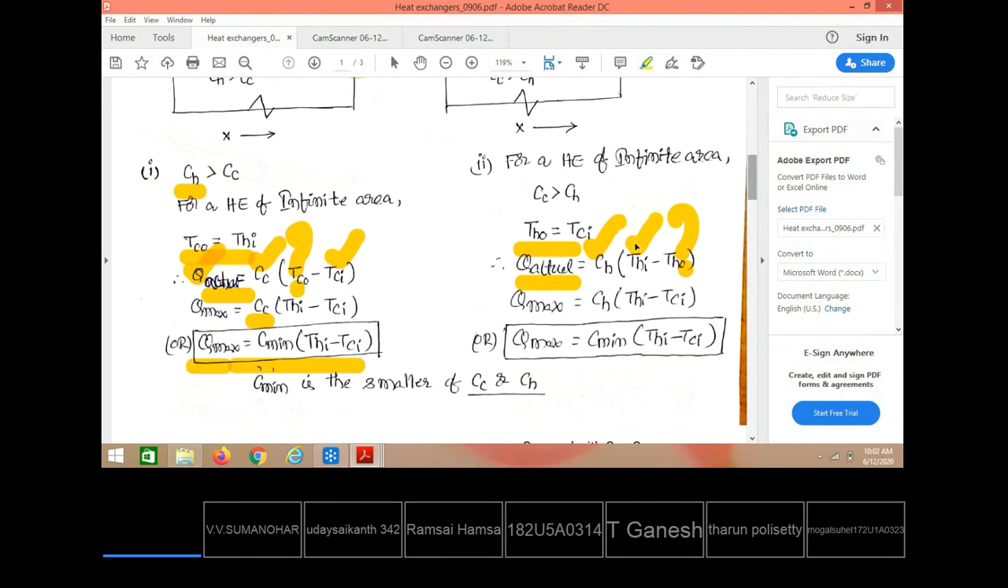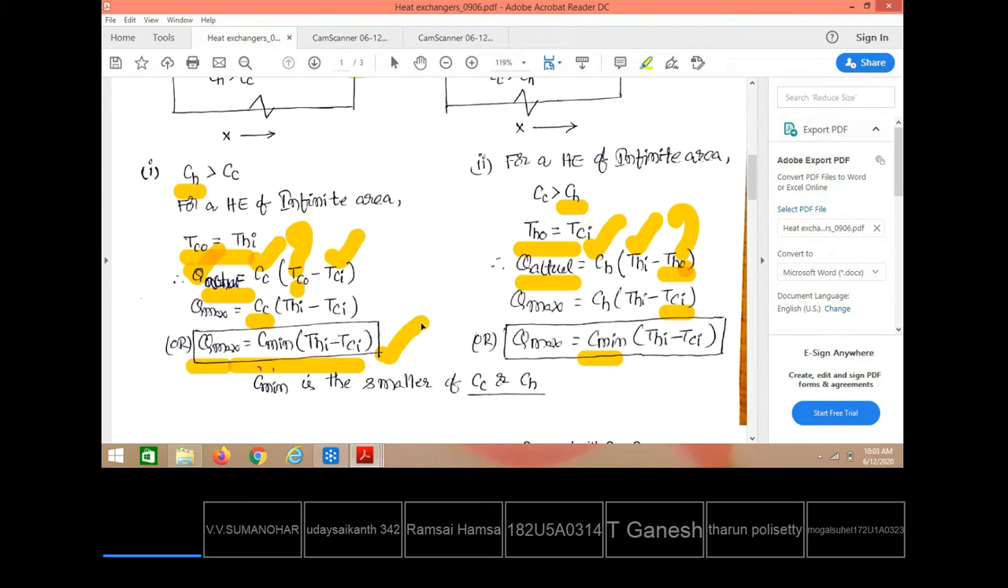So you see here again, what is Q actual based on the hot fluid? This is capital Ch into Thi minus Th naught. But we have seen Th naught equals Tci, so in this place we have replaced it with Tci. This is possible only for the fluid of low heat capacity. For which fluid is the low heat capacity maintained? For the hot fluid. Therefore Q maximum is written as C minimum times Thi minus Tci.